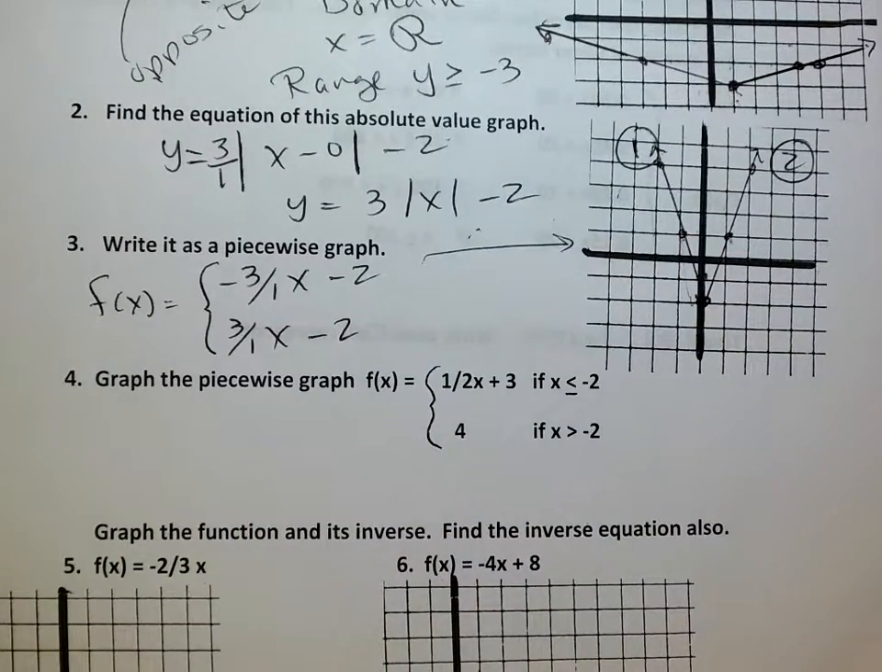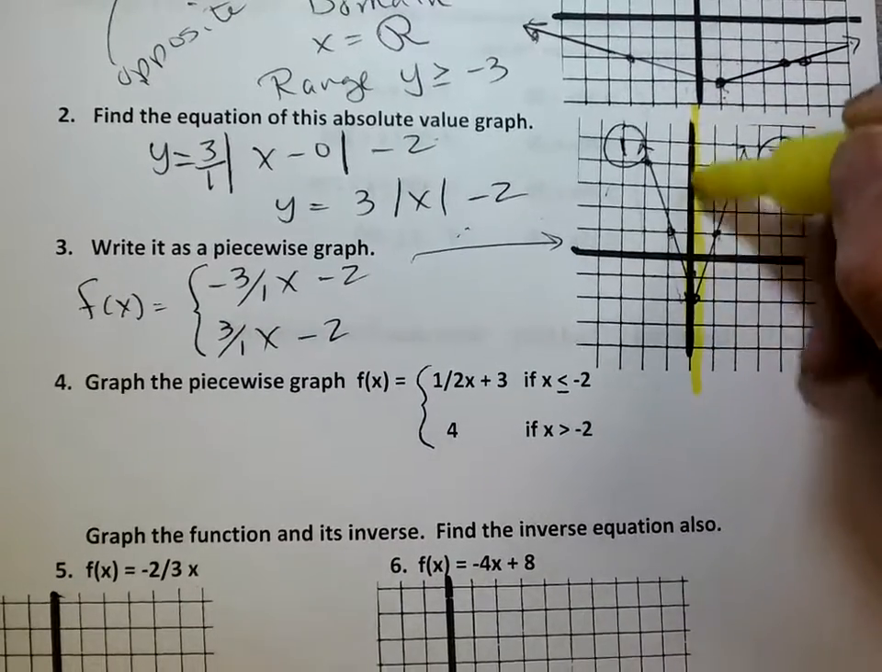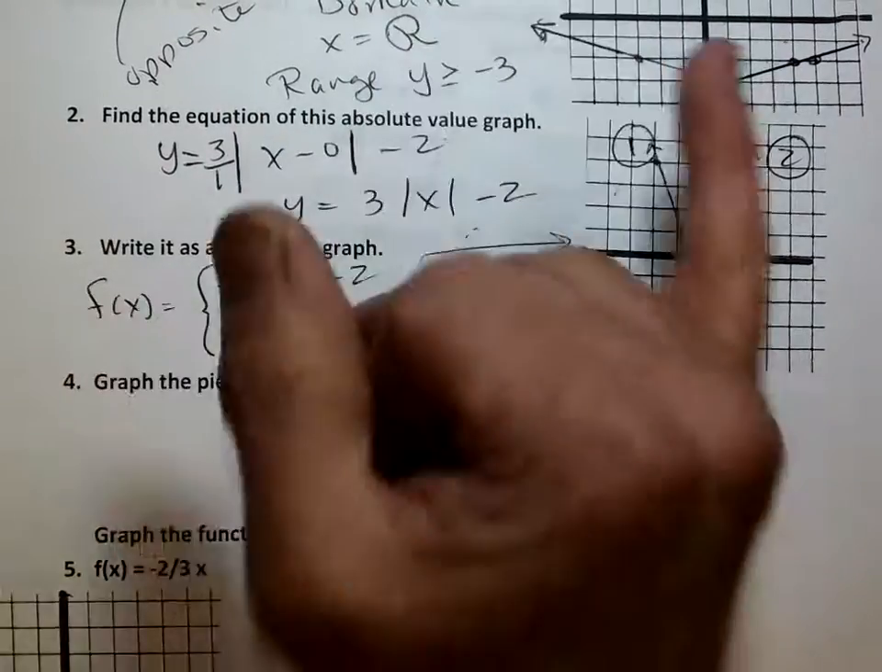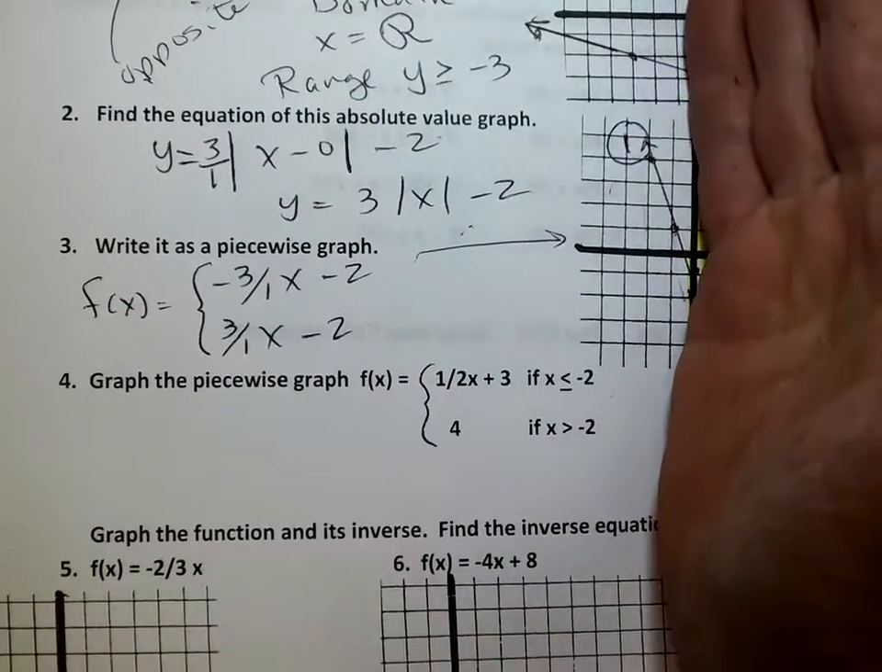Now to make it a piecewise graph, we're going to have to say where it starts. Okay, they both start at 0. Okay, we got to piece it up, and we're going to have one graph be less than 0, the other piece be greater than 0.